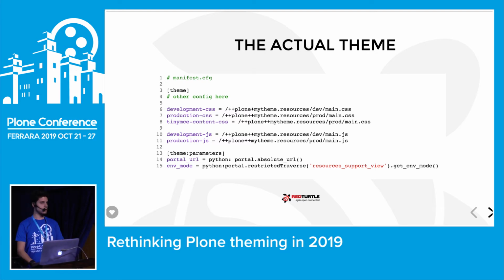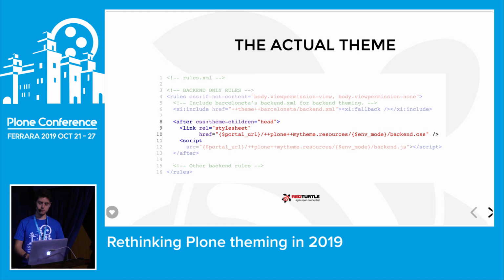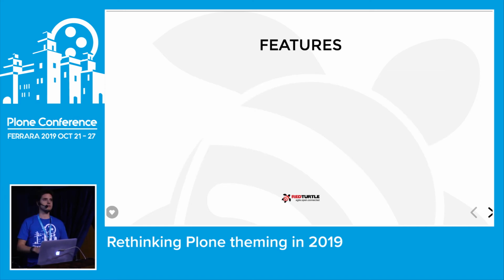And we use the Diazo bundles, and take note of this environment variable, because in the theme rules, in the Diazo rules, for the backend, we import only the backend resources using that variable. We will look into what we get with this method a bit deeper later.